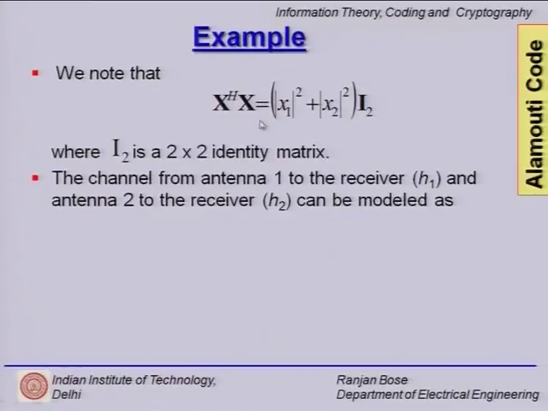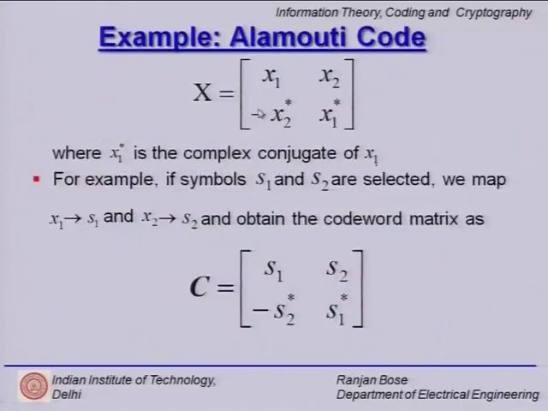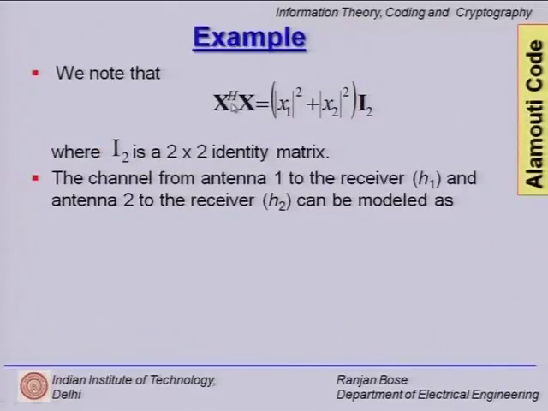So, the first observation is that x Hermitian x, where x was given by this. This is just showing a general coding strategy, and if the exam symbols were S1 and S2, then the coding strategy will put S1 and S2 in the place of x1 and x2. So, x represents the code and this is the code word matrix. So, x Hermitian x is x1 squared plus x2 squared, absolute value squared, into this identity matrix.